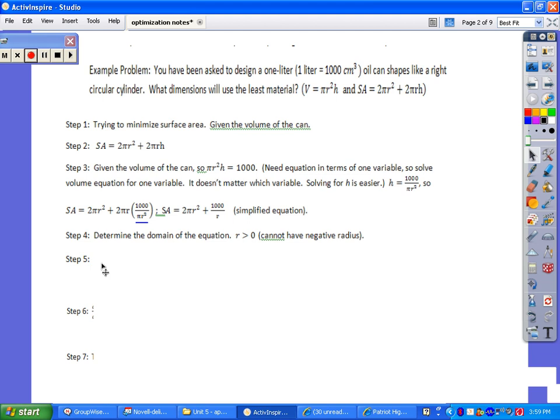So first thing though, we have to make sure we know our endpoints because we always have to check them. So if we think in real life, when we talk about a can, the radius and the height both can't be less than 0. So our domain is the radius is greater than 0. You can write the height is greater than 0, but since it's not in our formula right now, it doesn't really matter. And then we're going to find the derivative.